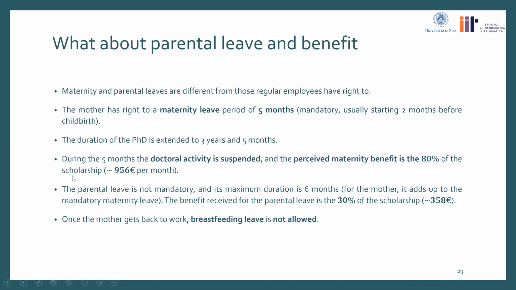During the 5 months, only also here recently, the perceived maternity benefit is 80% of the scholarship, so 900 per month, which is again better than nothing, but still does not cover the costs of a pregnancy. The parental leave is another thing and is not mandatory. The maximum duration is 6 months, and you receive not a lot of money, like 30% of the scholarship, which is nothing, meaning that, okay, don't go on parental leave at all, it's better.